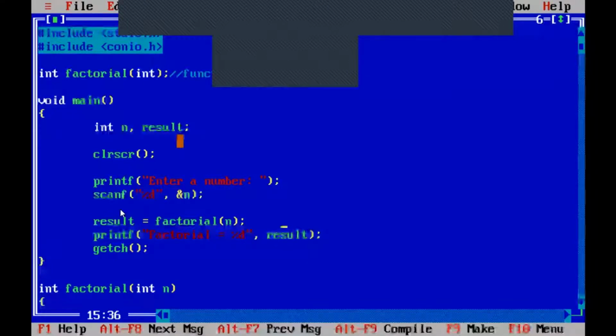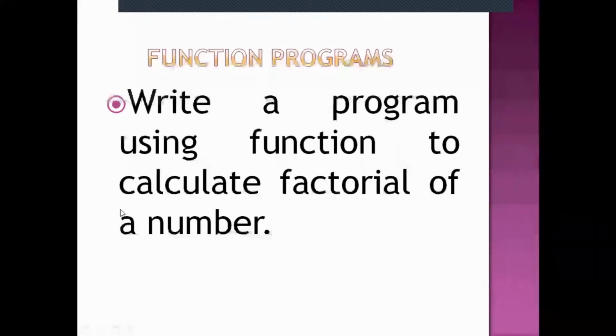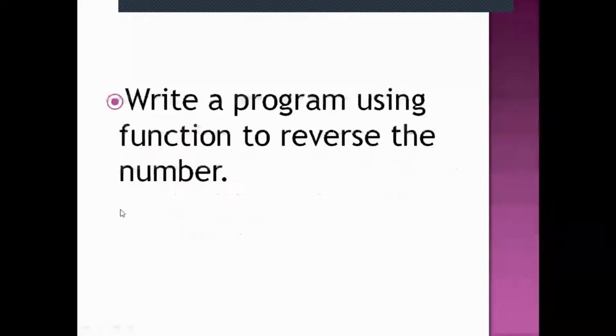Okay, so now let's go to the next program. Write a program using function to reverse the number. Okay, that means if someone enters 1 4 3, then the answer should be 3 4 1. That function should do it. So we will write a reverse function, and the answer of that reverse function is the reversed number. Okay, so let's go to the Turbo.